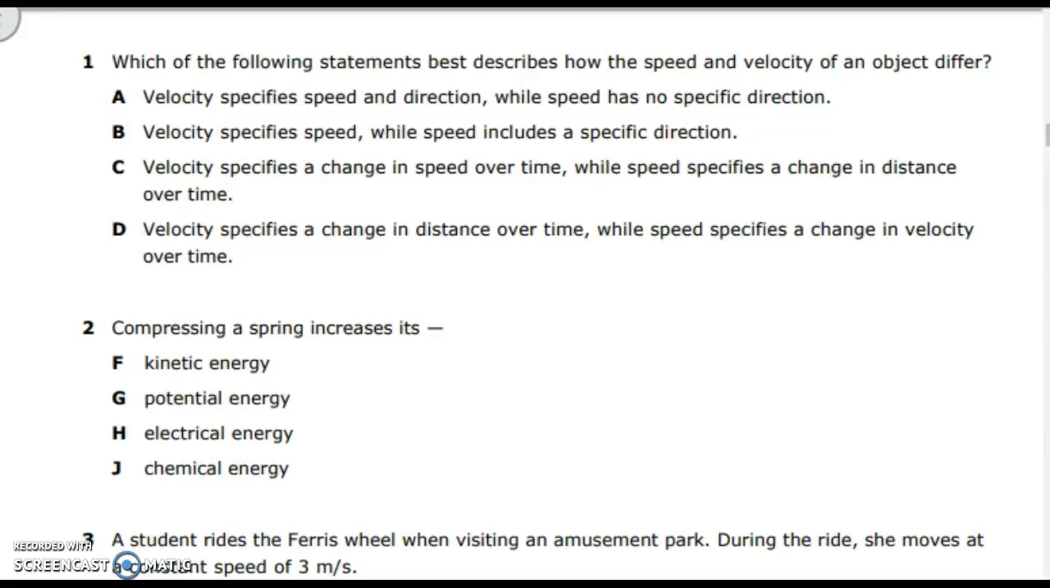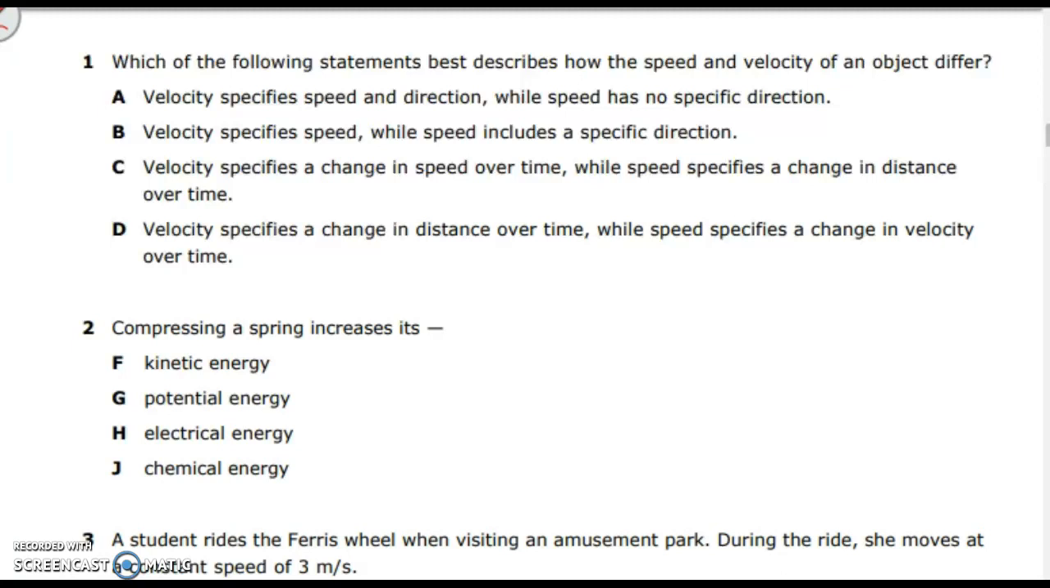Okay, this is the correction and dumping for the motion test that we just took. Remember, in order to receive credit, you are going to have to copy and write everything that we write and make sure that you get all the correct answers.